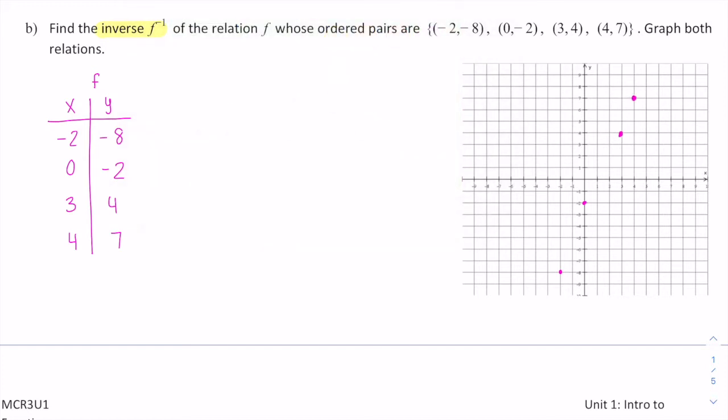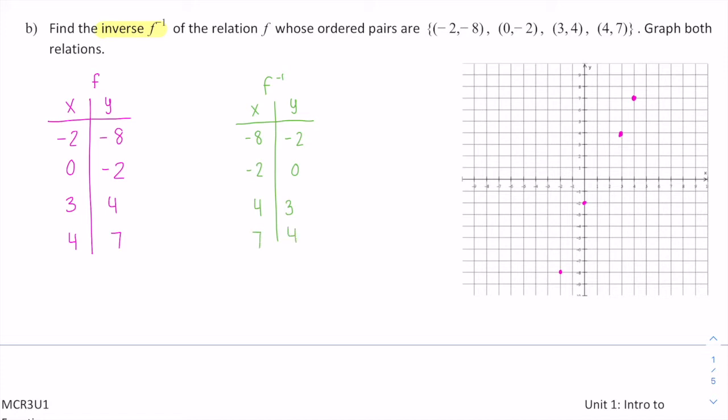Now let's take a look at the inverse. Again, how we denote inverse is f and then this little -1 there. So we'll make our table of values, x and y. And remember, we're just going to switch the x and y for each individual ordered pair. The first one was (-2, -8), and now it will be (-8, -2). The next one, (0, -2), switches to (-2, 0). For the next one, (3, 4), we'll switch to (4, 3). And finally, our last one goes from (4, 7) to (7, 4).